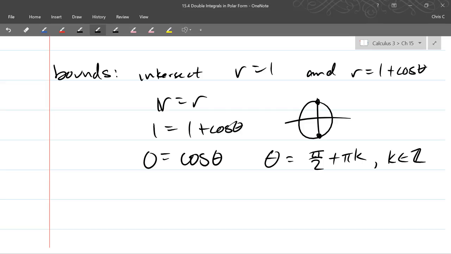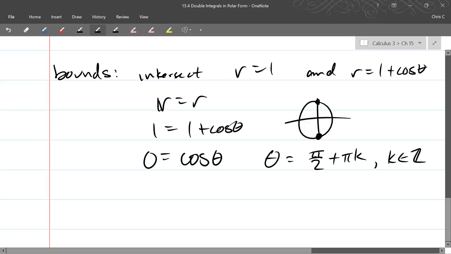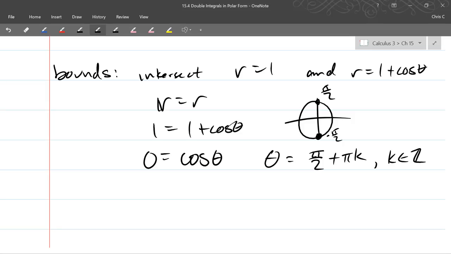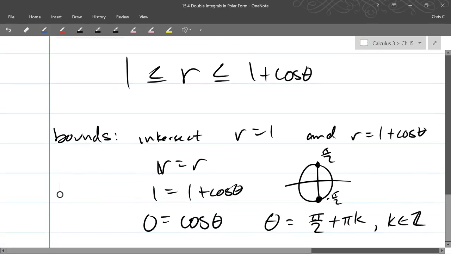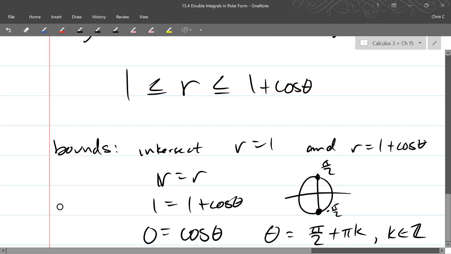We need 2 endpoints. So the question is, should we go from negative pi over 2 up to positive pi over 2? Should we go positive pi over 2 to 3 pi over 2? We have to figure out where to go, all right? So it's pretty obvious we're starting at one of those two and ending at the other one. We just have to figure out which one we are starting at, which one we are ending at. That's where the inequality comes in.